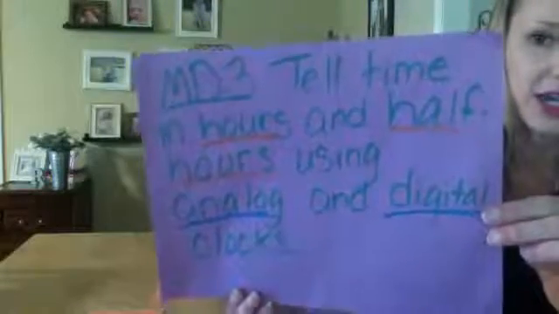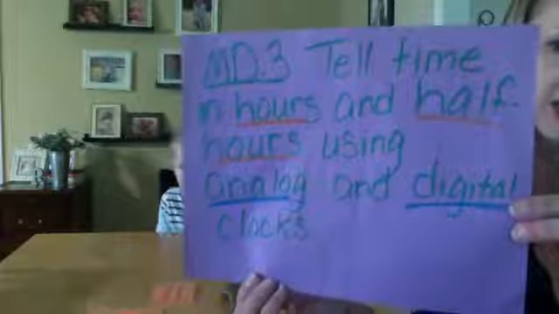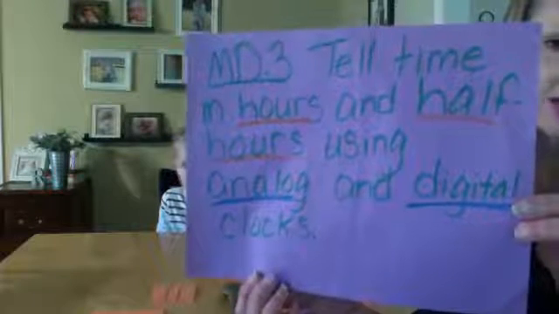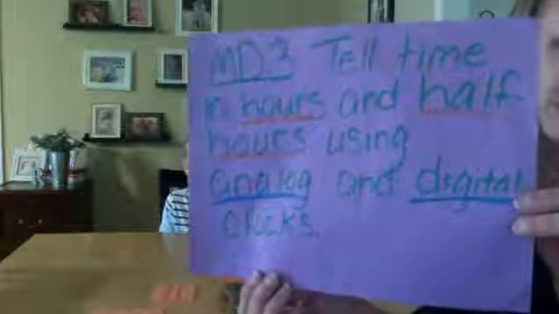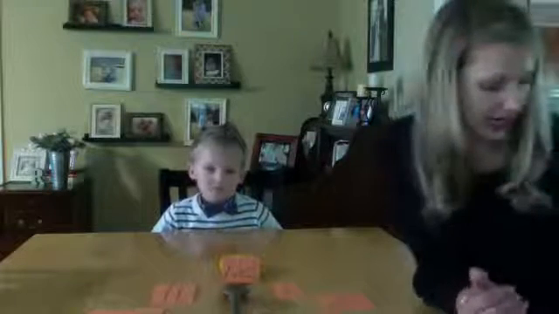So we are going to talk some more about MD3. So here's what MD3 is. MD3 is tell time in hours and half hours using analog and digital clocks. So tell time in hours and half hours using analog and digital clocks. So that's what we're going to work on again today.